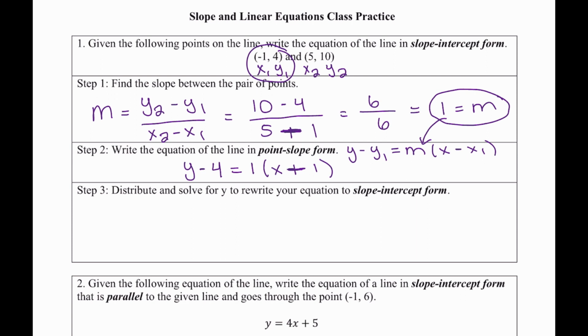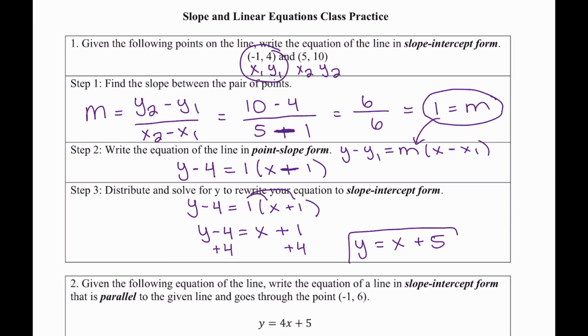Then step 3 says distribute and solve for y to rewrite your equation in slope-intercept form. So I'm going to start with my equation above, and I'm going to distribute, so double rainbow, which will get me x. 1 times x is just x, and 1 times 1 is 1. And then if I add 4 to either side, I will get y equals x plus 5, which is my slope-intercept form.